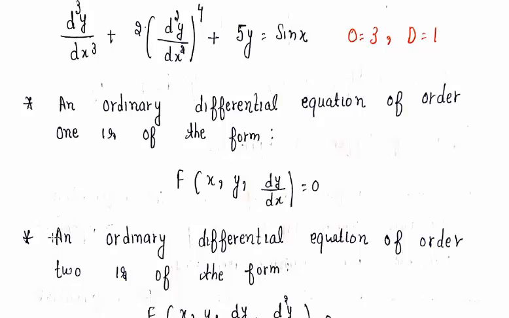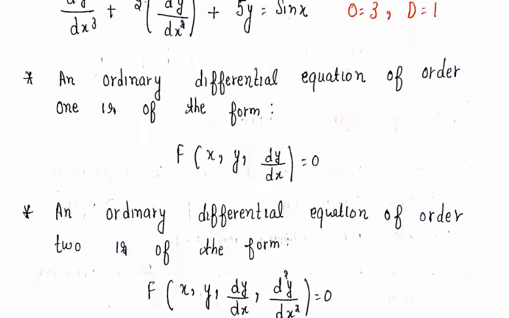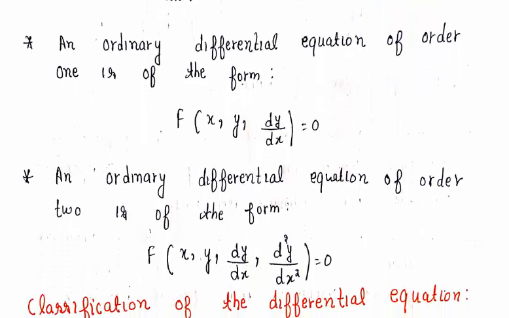Now we discuss the two standard forms of the differential equation, the ordinary differential equation of first order and the ordinary differential equation of second order. An ordinary differential equation of first order is an equation of the type f of x comma y comma dy over dx. That means a differential equation that involves x, y and dy over dx, the independent variable, the dependent variable and the first order derivative, is known as an ordinary differential equation of order 1.